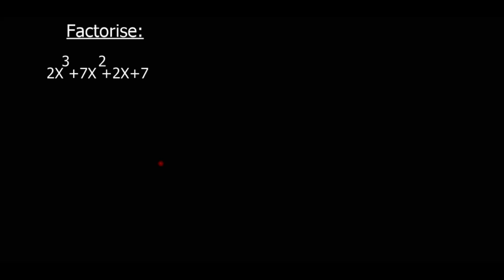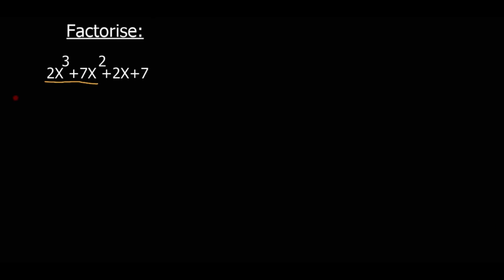Let's look at this one. We have 2x cubed plus 7x squared plus 2x plus 7. And we know the first thing, we focus on the first two terms. We look for the common factor for the first two terms. 2x cubed plus 7x squared. We have a common factor. So this means we're on the right track.